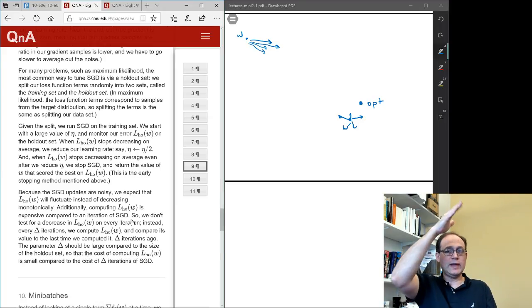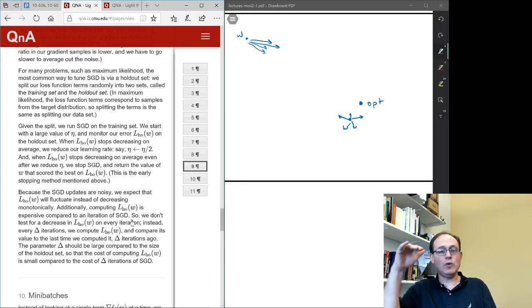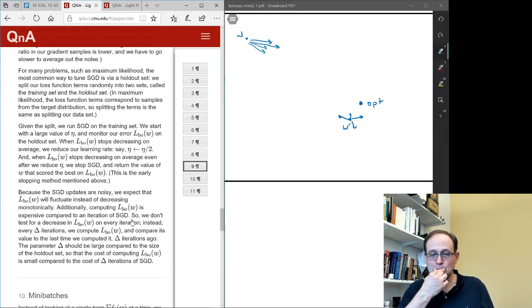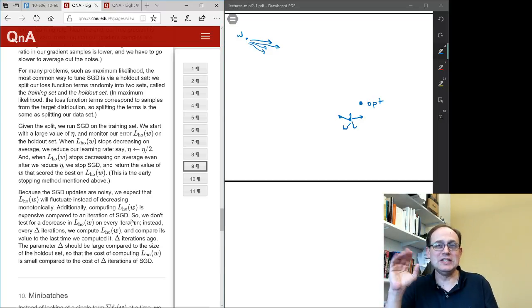Hopefully that'll be going down and going down. At some point it's going to stop going down because our learning rate is too big. When that happens, we reduce our learning rate. Let's say we divide it by 2. Again, the factor is something that we have to tune, but 2 is a reasonable default value.